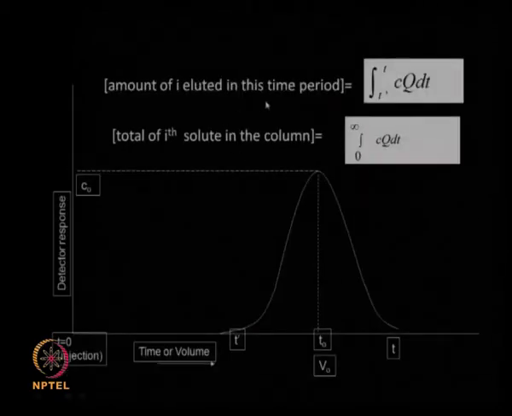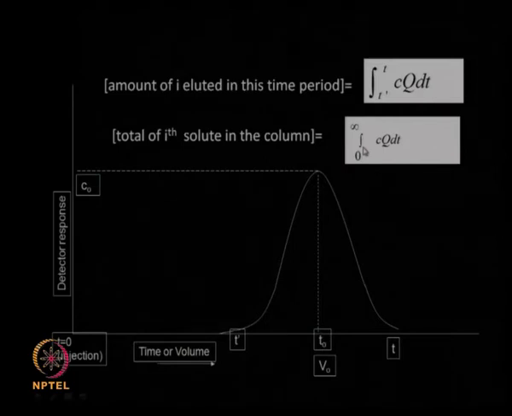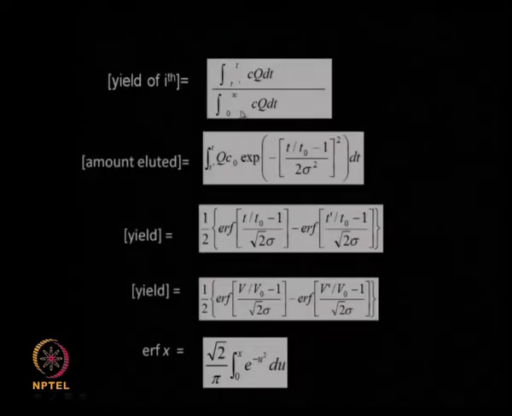Now the amount of species i eluted between times T and T dash will be, obviously, the integral of C × Q × dT, where Q is your flow rate and C is your concentration. The total amount of this particular species over the entire period will be from 0 to infinity, that is also obvious. The amount eluted in this time will be the integral from T dash to T. So yield will be the amount you collect during this period T dash to T, over the total between 0 and infinity.